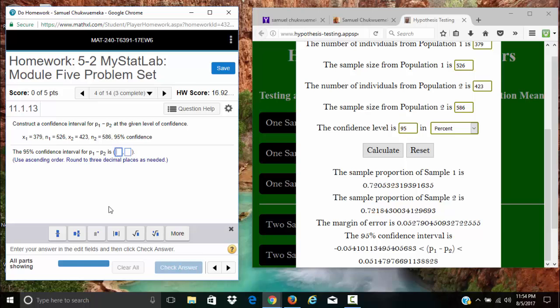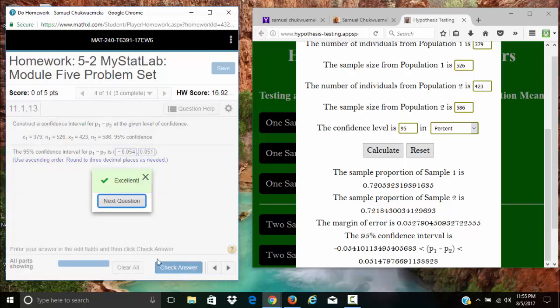So you put round to 3 decimal places. So this is negative 0.054. Okay, negative 0.054 is the lower confidence limit, and the upper confidence limit is 0.051. I'm sorry, 0.051. Okay, and that is it. Check answer.